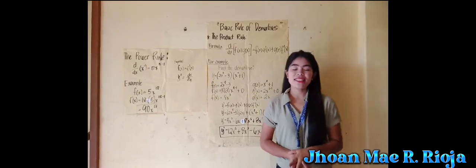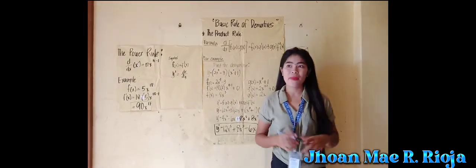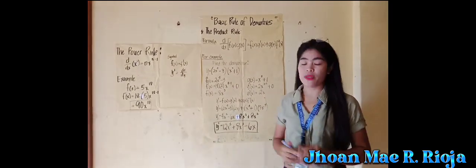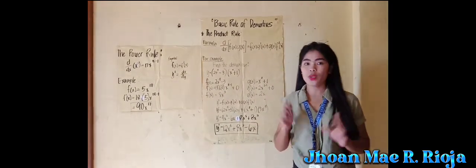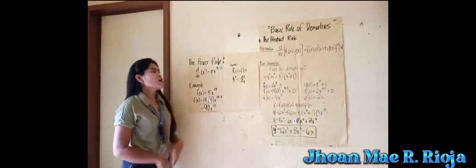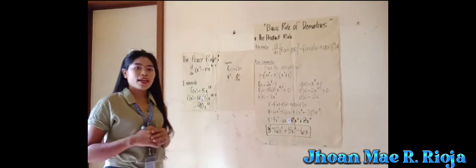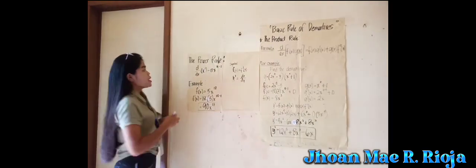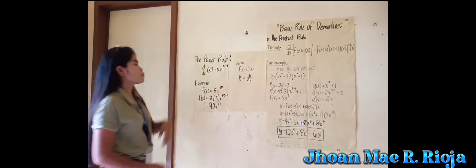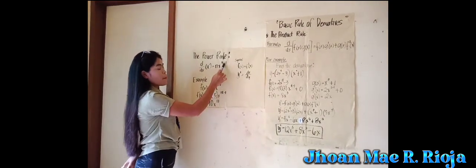Good day. So now I'm gonna discuss all about the basic rule of derivatives. So eventually, class, maraming rules ang derivatives. But I only choose two rules to discuss, which is the product rule and the power rule. So let's proceed to the power rule. So here, para makuha natin ang derivatives of a given function using the power rule, we have here the formula: d over dx of x raised to n equals nx raised to n minus 1.